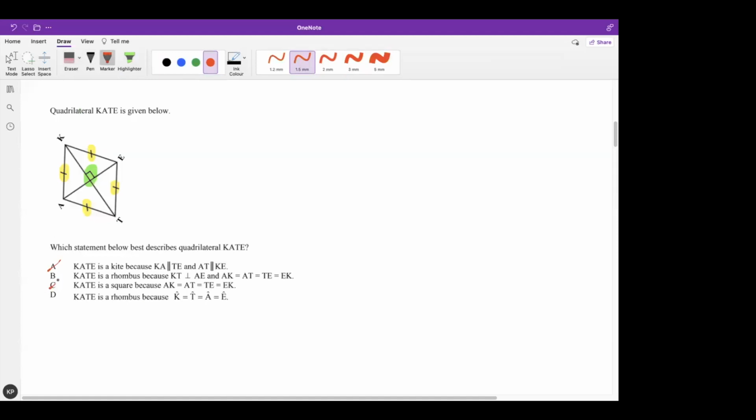Let's eliminate now. B says it's a rhombus because we have KT parallel to AE, which is this 90 degrees, and all the sides are equal. D says it's a rhombus because angle K is equal to angle T is equal to angle A is equal to angle E. Are all the angles of a rhombus equal? Let's think about it. No, they are not. So is D true? No. So our answer has to be what? B. So the answer is B.